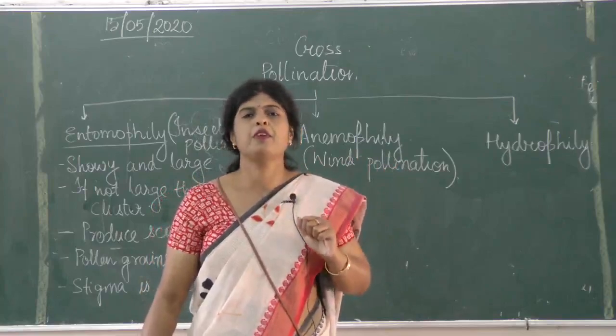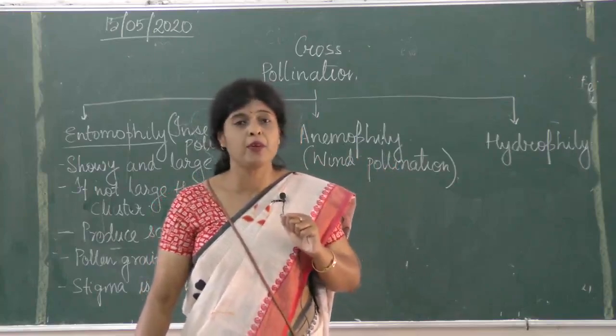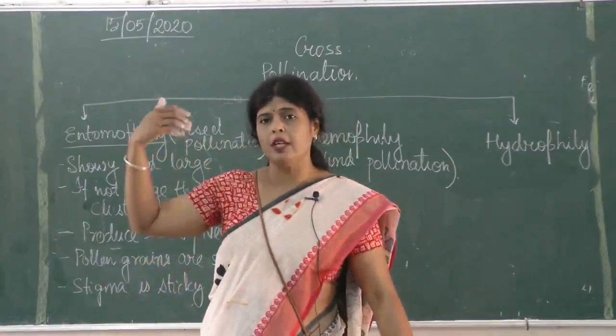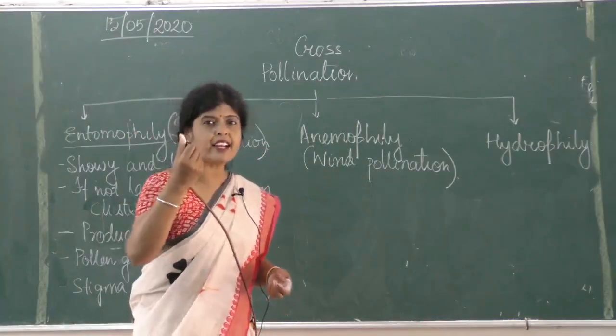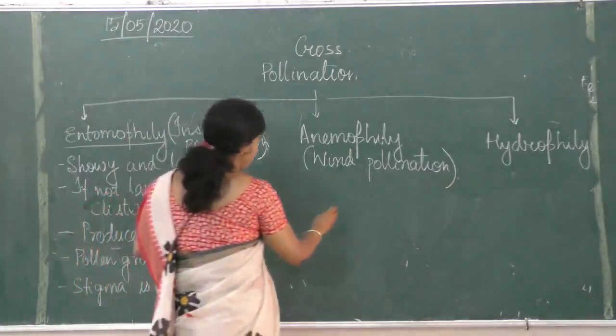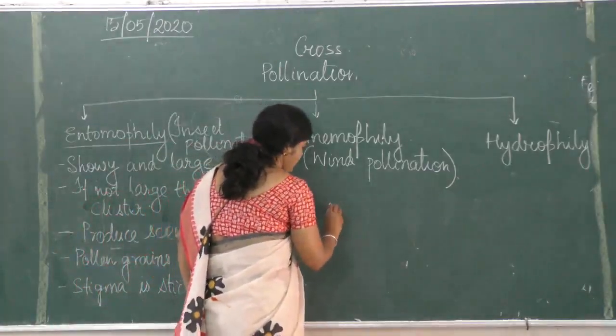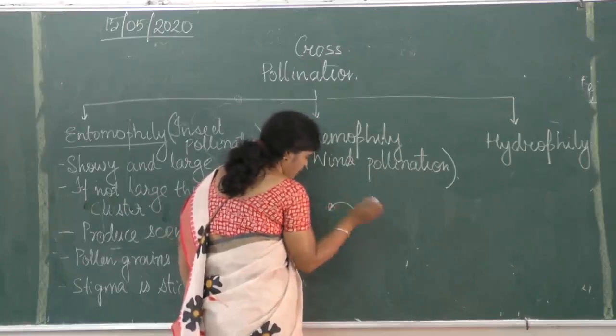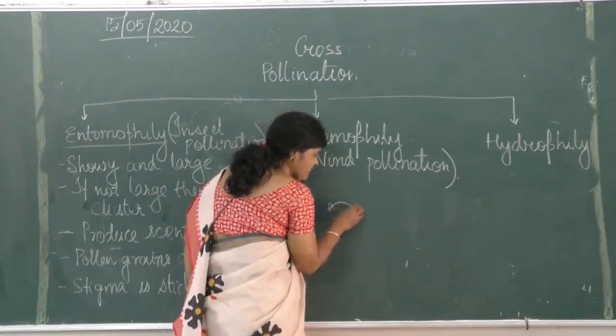They produce a lot of pollen grains. Why do they produce a lot of pollen grains? Because the wind blows the pollen grains. The pollen grains are very light and dry. All right. See the flowers. Suppose this is the flower. The stamen hangs outside.